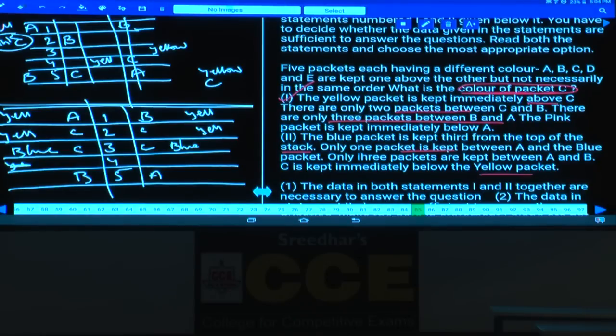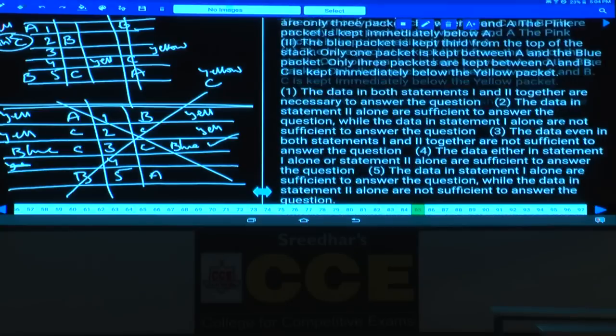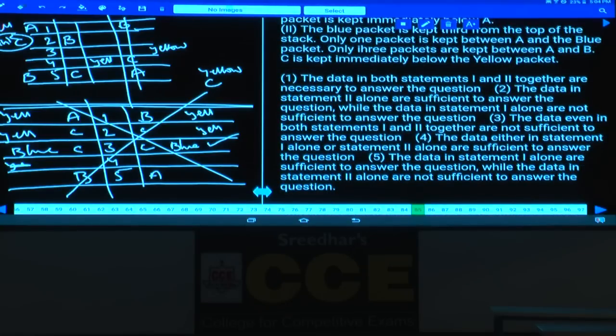Then what is the color of packet C? Either it can be blue or something else, isn't it? Hence, we are not 100% sure about the color of packet C. Hence, 2 alone is not sufficient because we are not getting a unique answer. Only 1 alone is sufficient. Then what is your choice? Data in statement 1 alone are sufficient to answer the question, while data in 2 alone are not sufficient. Choice 5. Now, this is about question numbers 81 to 85.